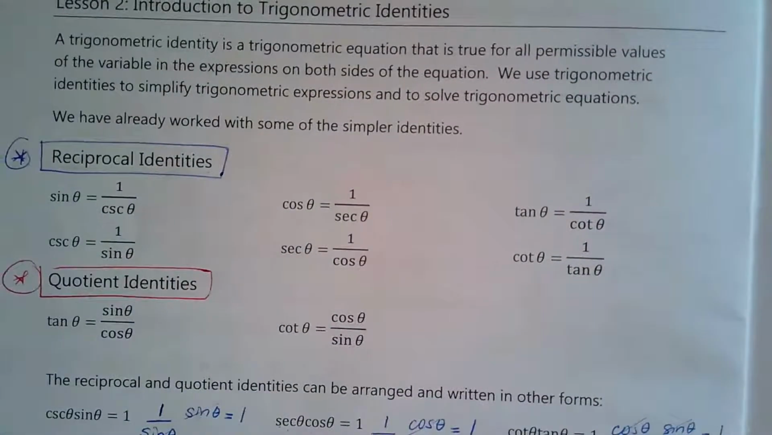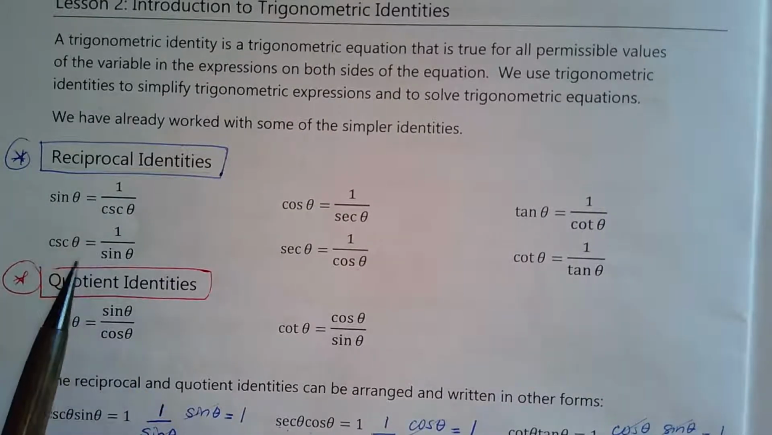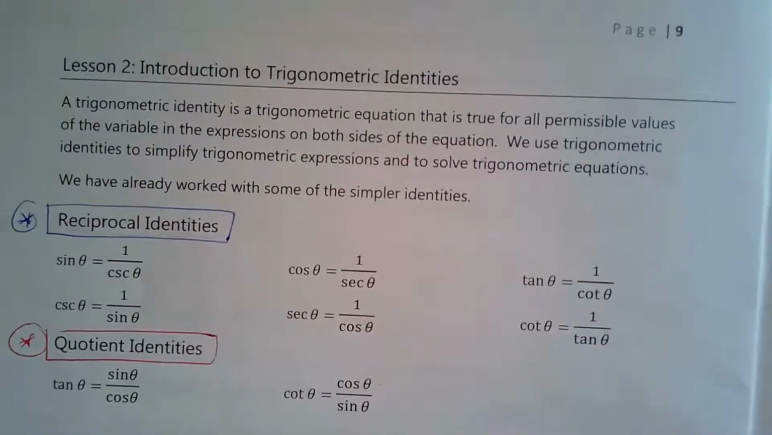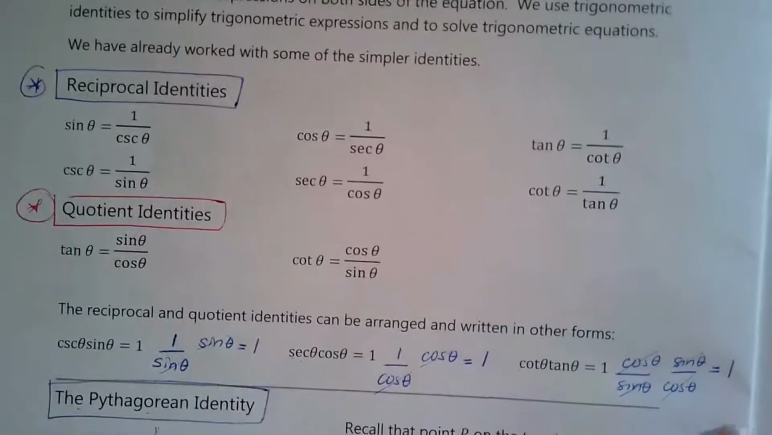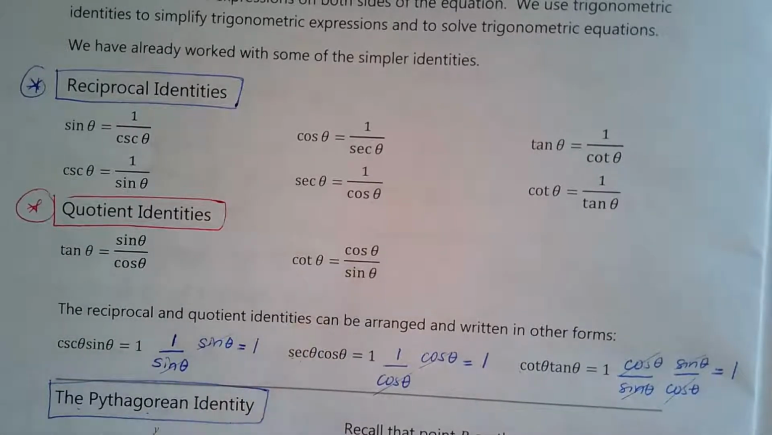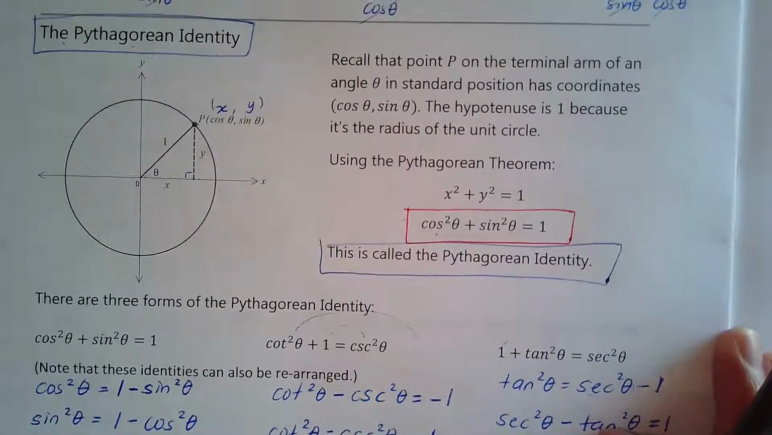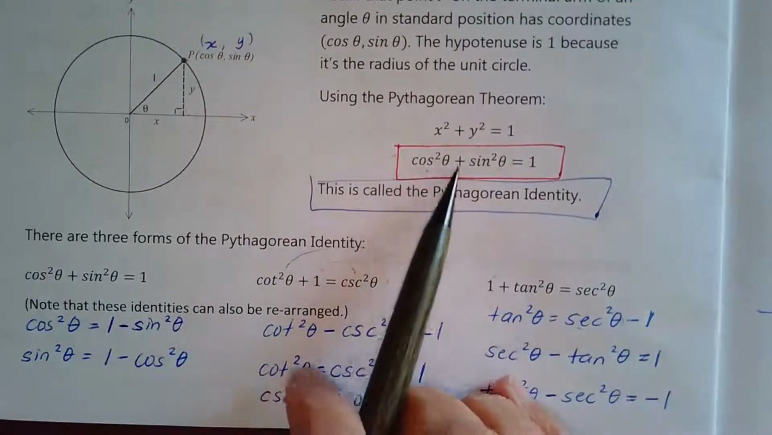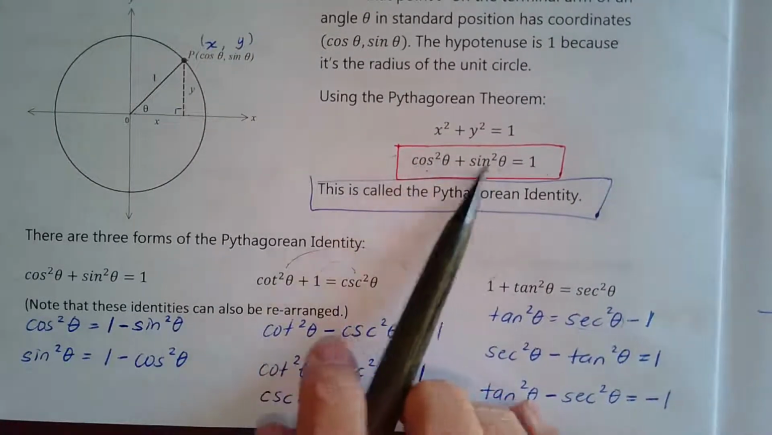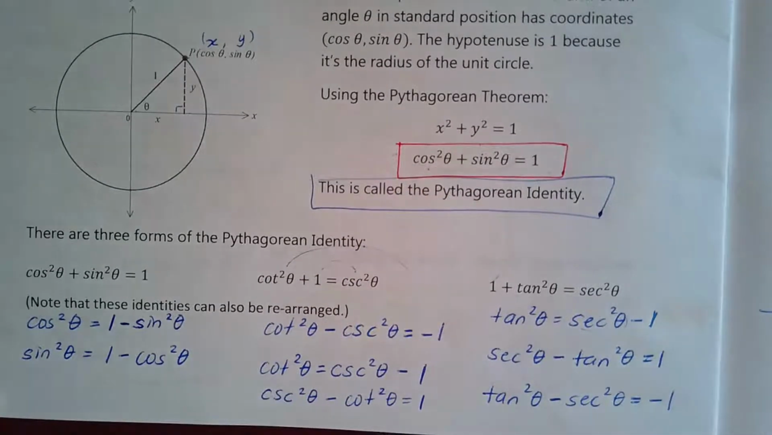In terms of identities, we talked about reciprocal identities. These are reciprocal identities, and they're all found on page 9. We talked about quotient identities, where tan is sine over cos and cotangent is cos over sine. And lastly, we talked about the Pythagorean trig identity, where cos squared plus sine squared equals 1, and the variations of that one. So we're just going to continue on with chapter 7, lesson 6.